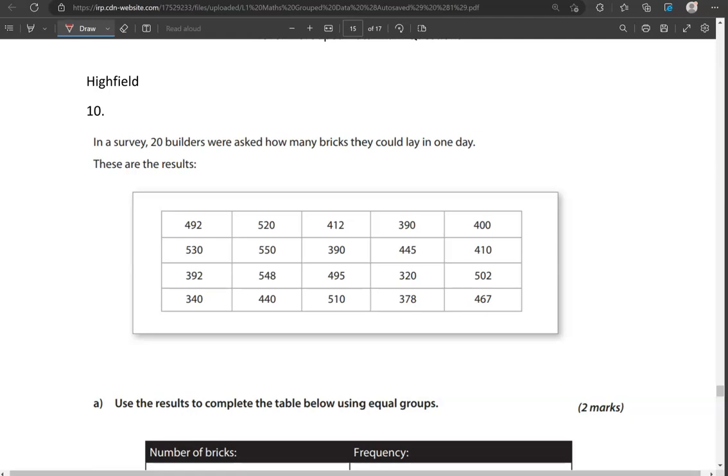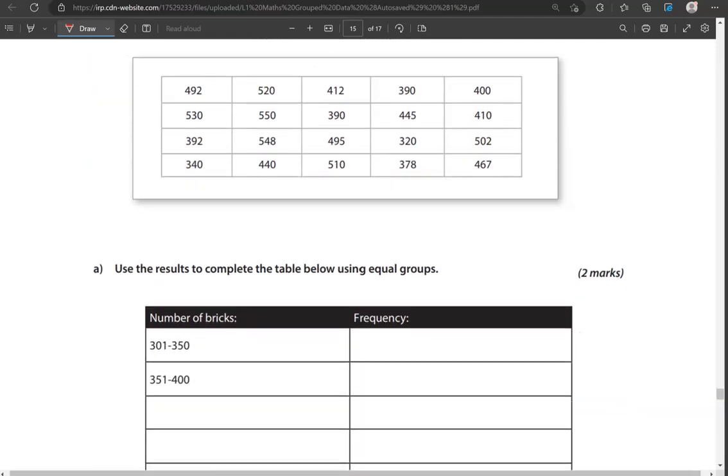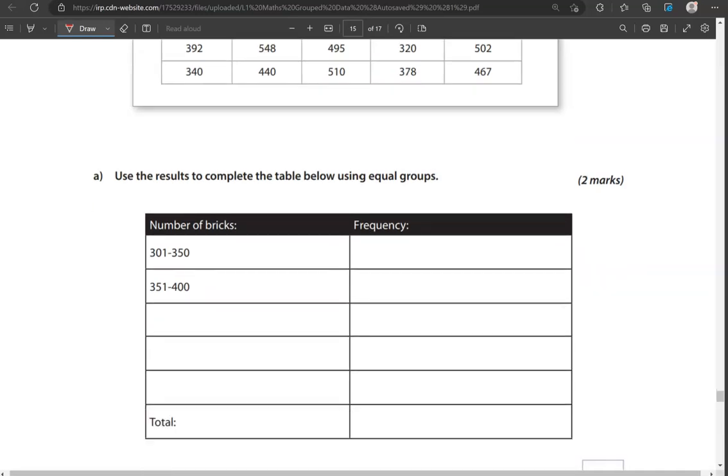In a survey, 20 builders were asked how many bricks they could lay in one day. These are the results. Use the results to complete the table below using equal groups. So we have 301 to 350, 351 to 400. So the next one must be 401 to 450, and then 451 to 500, then 501 to 550.